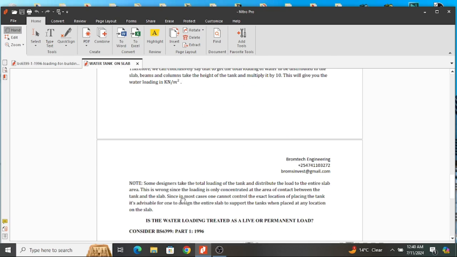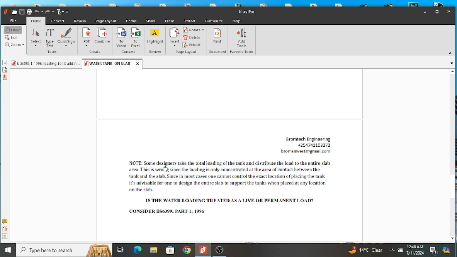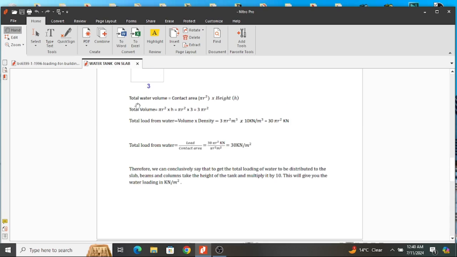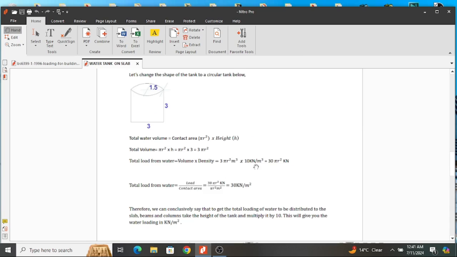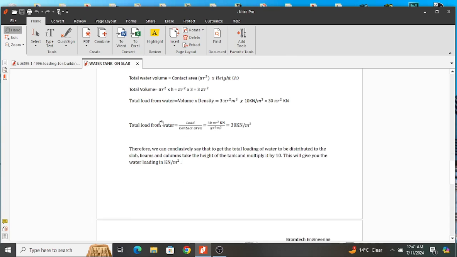Therefore, there is a note here. Some designers take the total loading of the tank. This is per square meter. So sometimes they calculate the total load, which is this one, 30 pi r squared kilonewtons. They determine the volume and they multiply by density to get the total load.